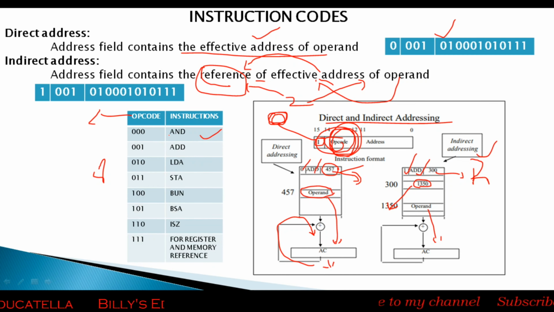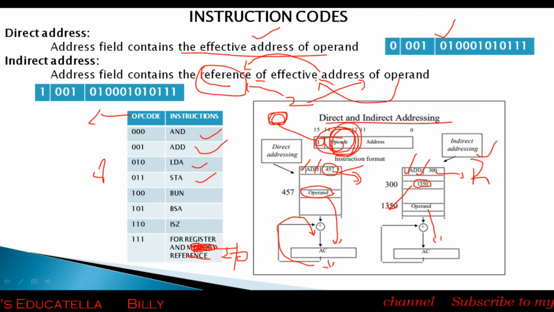When the opcode value is 0, it specifies the AND operation, and 1 shows the add micro operation, 2 shows the load, and 3 shows the store. Similarly there are branch unconditionally, branch and save return address, and increment and skip if 0, and coming to the register reference and input output reference.